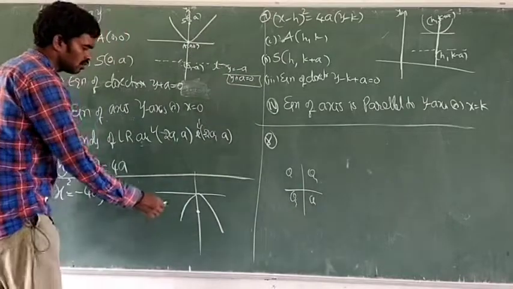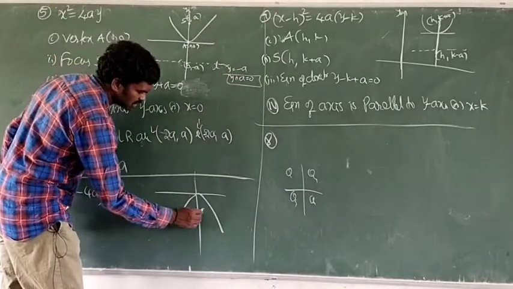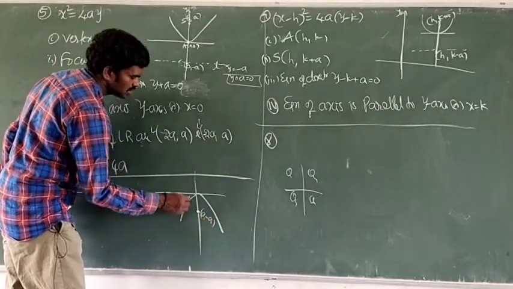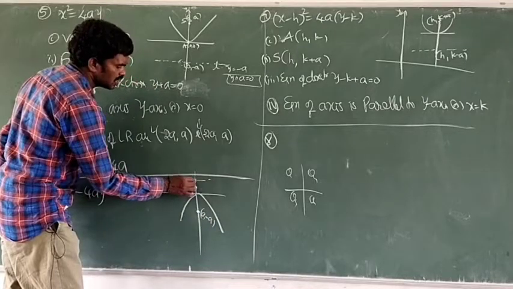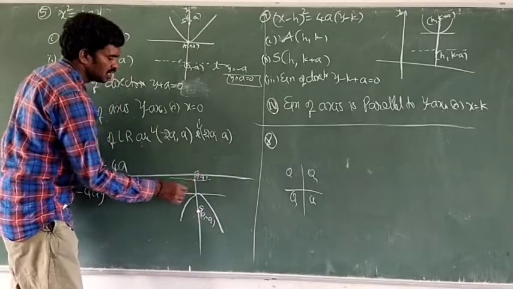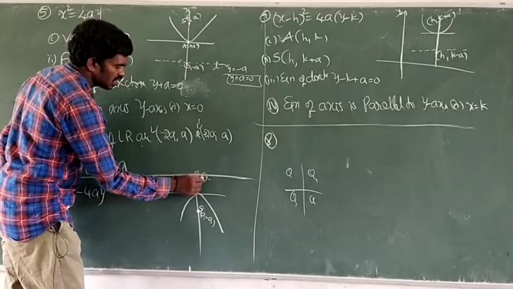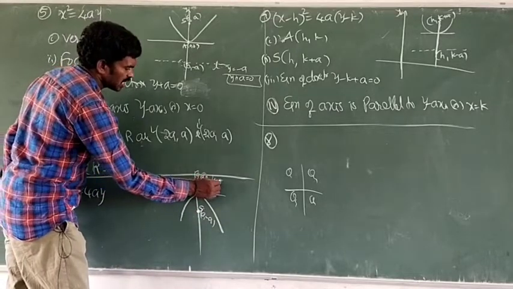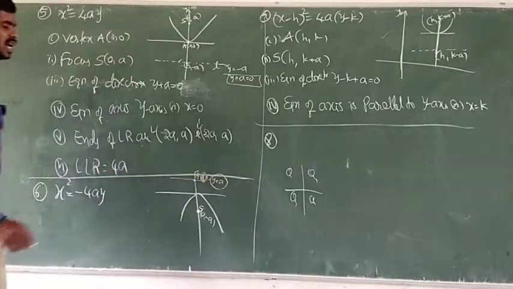Now the points on this y-axis: this is 0 comma minus a. Obviously here it is 0 comma plus a. So here the y coordinate is a, so y equal to a. So this is the equation of the directrix.